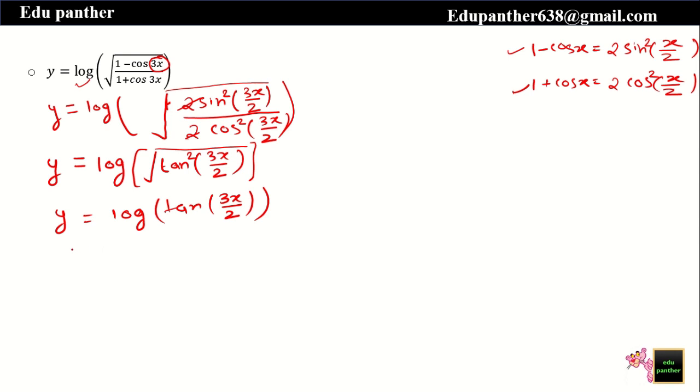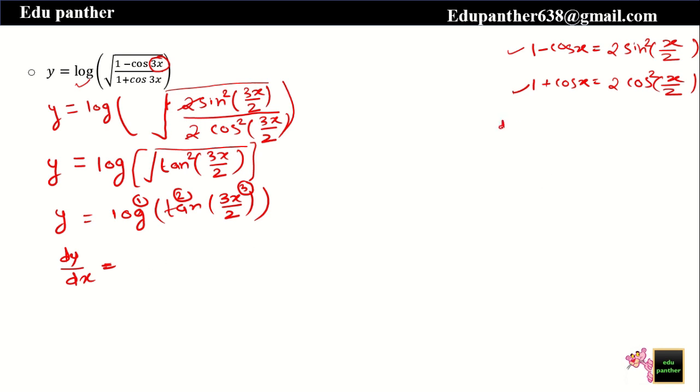So how will you differentiate it here? So dy by dx, as we can see here, it is a composite of three functions. Your first function is log, second function is tan, and what is our third function here? 3x by 2. So we have to use the rule of differentiation of composite function. First differentiate log, then multiply with derivative of tan, then again multiply with derivative of 3x by 2. So start differentiating from outside.